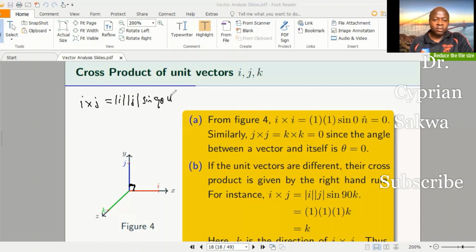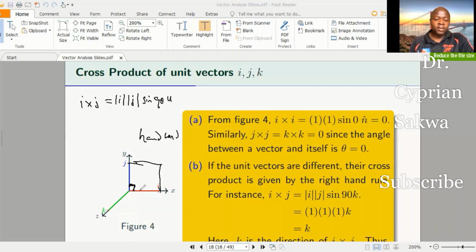That is the direction that is perpendicular to this plane, the plane of i and j. The vector that is perpendicular to this plane is vector k. Vector k is perpendicular to this plane. And this one you can find by using the right hand rule. You can use the right hand rule to find a vector that is perpendicular to this plane.